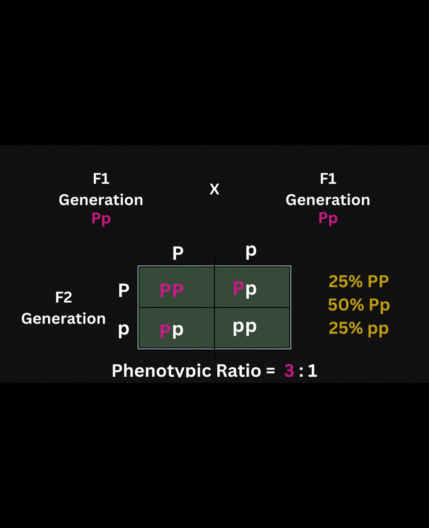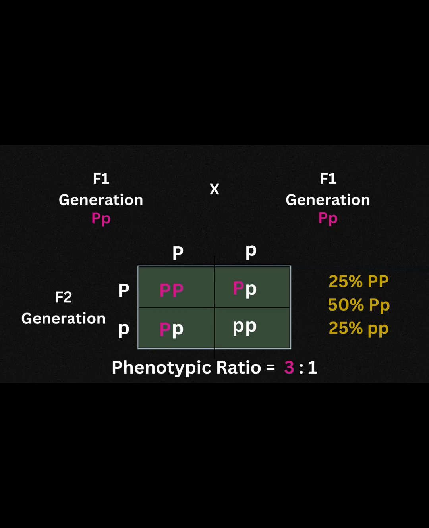If two members of the F1 generation were crossed, the resulting offspring in the F2 generation would be more genotypically and phenotypically diverse than their parents. Crossing two plants with the genotype capital P, small p would result in 25% capital P capital P, 50% capital P small p, and 25% small p small p.